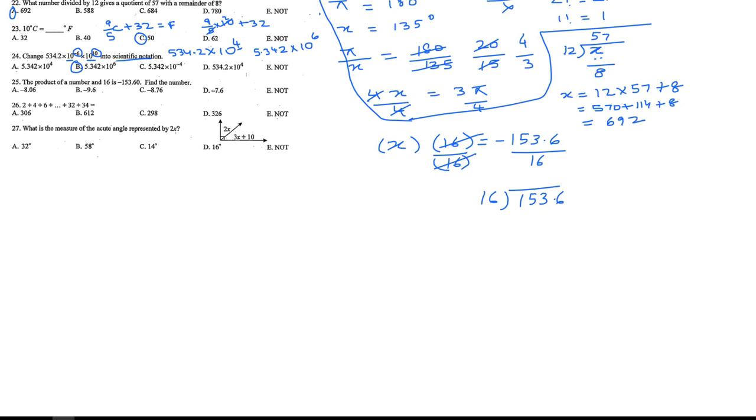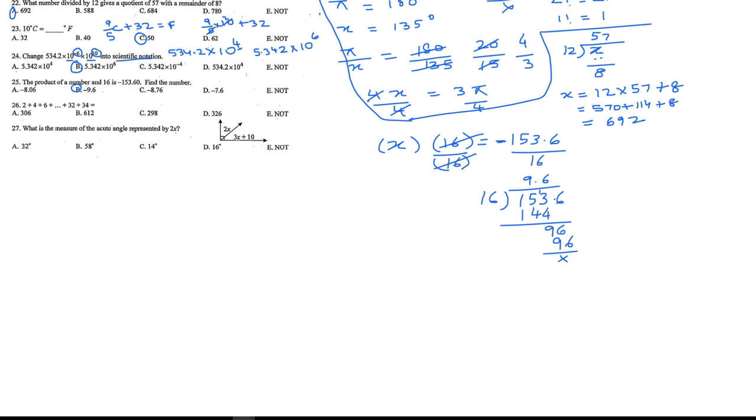So 16 times 9 is 144. 13 minus 4 is 9, and then we move 6 down, so 9.6. So 16 times 6 is 96. So the answer is minus 9.6, because we have minus 153.6 over here. So we'll select answer B.